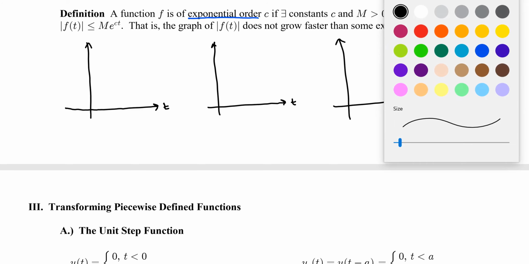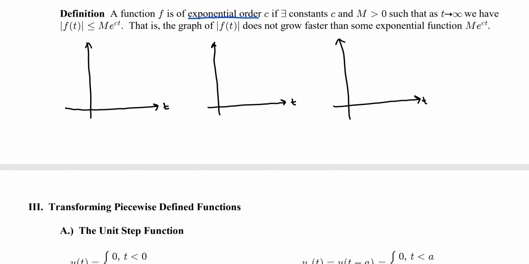So, for example, let's just consider a linear function, something like this. Linear function t, y equals t. This function is less than the function y equals e to the t. Since t is less than this exponential function e to the t, we say that it is of exponential order, and in particular, exponential order 1.